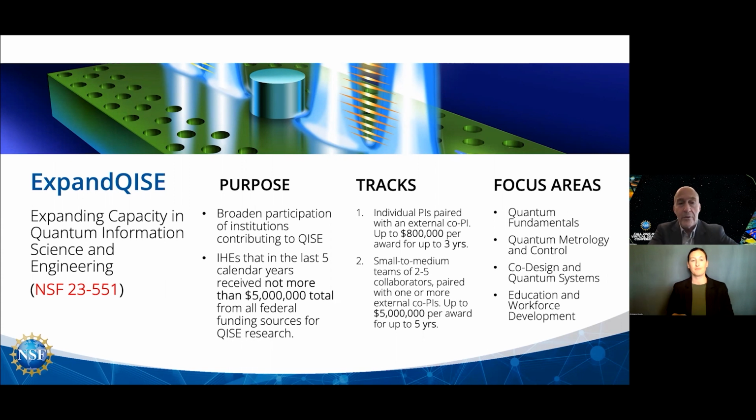Okay, an interesting thing about this one is there are 2 tracks. There's an individual track for individual PIs. Those are up to 800,000 for up to 3 years. And then small and medium teams. This is track 2 for 2 to 5 collaborators. And in both of these, somebody at the institution that is submitting the proposal needs to be paired up with a co-PI at another institution. Okay. And you can read the focus areas.